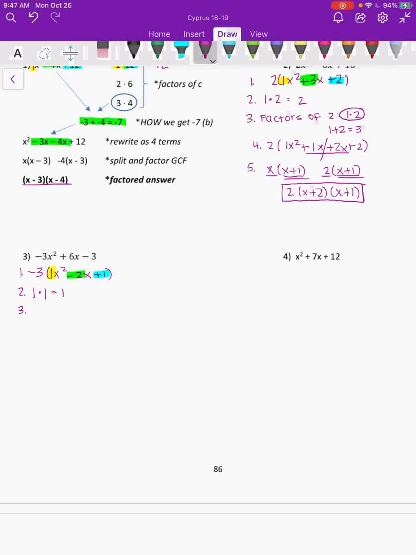Step 3. Okay, we want to find the factors of 1. There's only one thing we can multiply to get 1. That's 1 times 1. So we found the factors. Now we need to check, can I get -2 by combining 1 and 1? Okay, so how can I get -2? I can't do it with +1 and +1, but I can do it with -1 and -1. Okay.